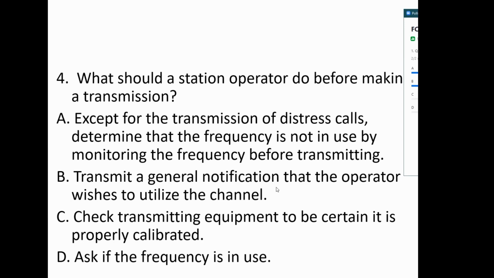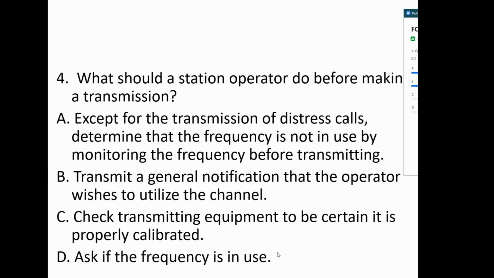Or B, transmit a general notification that the operator wishes to utilize the channel. So you just press the button and you talk to everybody. Hey, this is Mike. I want to use your channel. No, that's not the first thing you do. C, check the transmitting equipment to be certain it is properly calibrated. Before you actually talk, you have to calibrate the equipment.